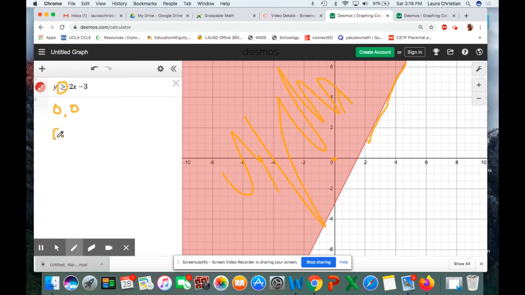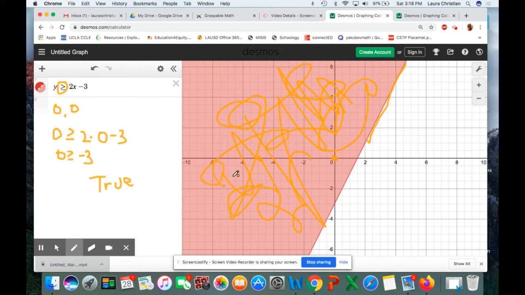So if we put 0 in, we have 0 is greater than or equal to 2 times 0 minus 3. So this is 0 is greater than or equal to minus 3. And yes, that is true. So that means (0, 0) and all these other points here, these are all solutions.